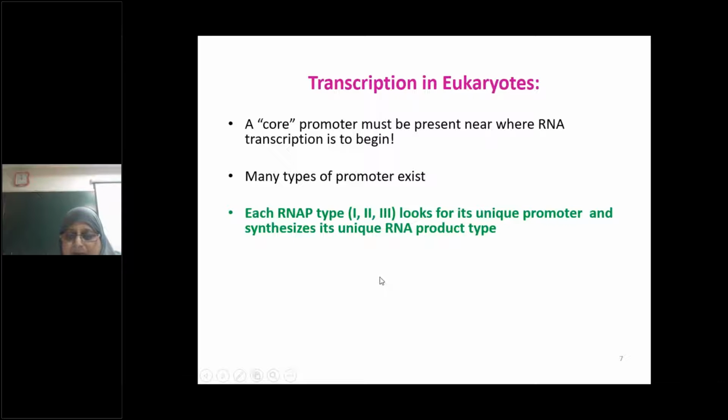So RNA polymerase 1, we said, synthesizes what? Ribosomal RNA. 2 mainly synthesizes messenger RNA, and then microRNA and small nuclear RNA, and 3 will synthesize the transfer RNA.